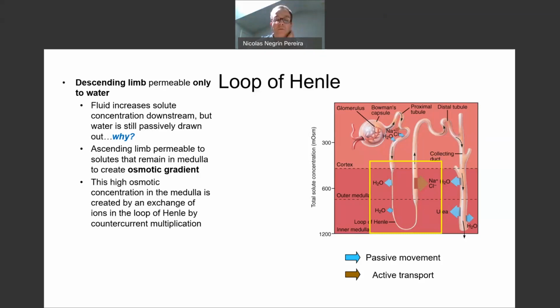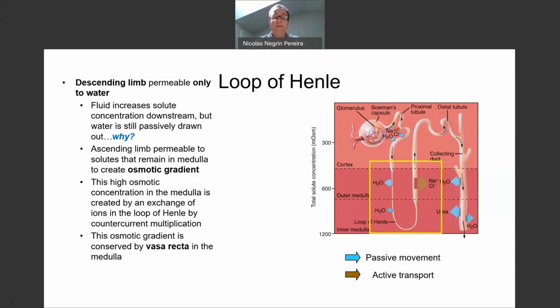the formation of urine. So this high osmotic concentration in the medulla is created by an exchange of ions in the loop of Henle by countercurrent multiplication. That's how it is called. And this osmotic gradient is able to be conserved, keeping the outer medulla and the inner medulla with a high osmotic pressure.